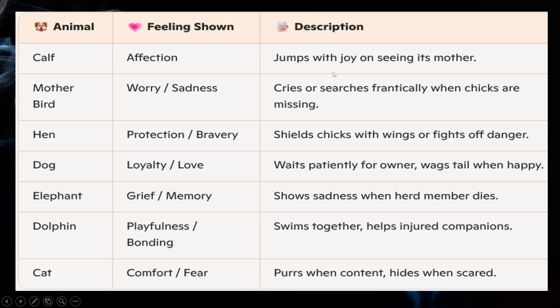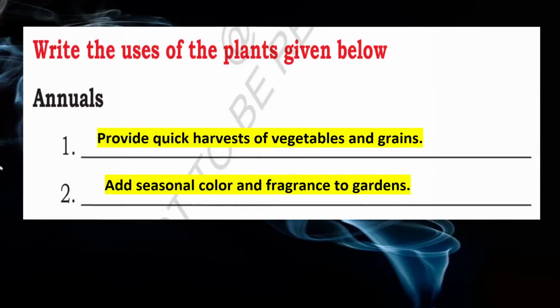Calf: affection, jumps with joy on seeing its mother. Mother bird: worry, sadness, cries or searches frantically when chicks are missing. Hen: protection, bravery, shields chicks with wings or fights off danger. Dog: loyalty, love, waits patiently for owner, wags tail when happy. Elephant: grief, memory, shows sadness when herd members die. Dolphin: playfulness, bonding, swims together, helps injured companions. Cat: comfort or fear; purrs when content, hides when scared.